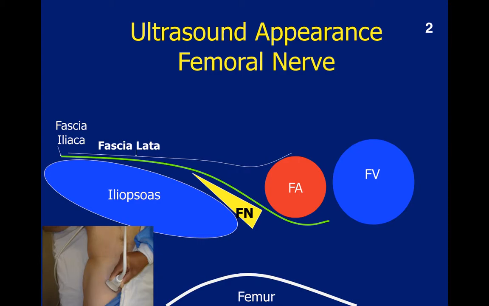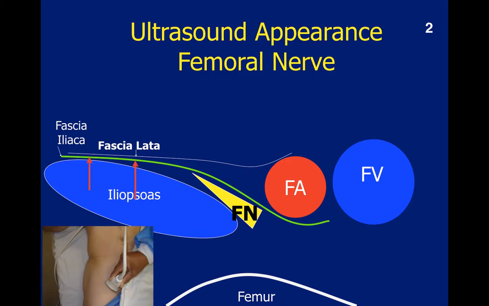In this diagram of the inguinal region, we see the positional relationships of the femoral artery, femoral vein, and femoral nerve at the level of the inguinal ligament. Note that the femoral artery and femoral vein are superficial to the fascia iliaca, while the femoral nerve is deep to this fascial layer. In the lateral portion of the inguinal region, the fascia lata closely overlies the fascia iliaca.